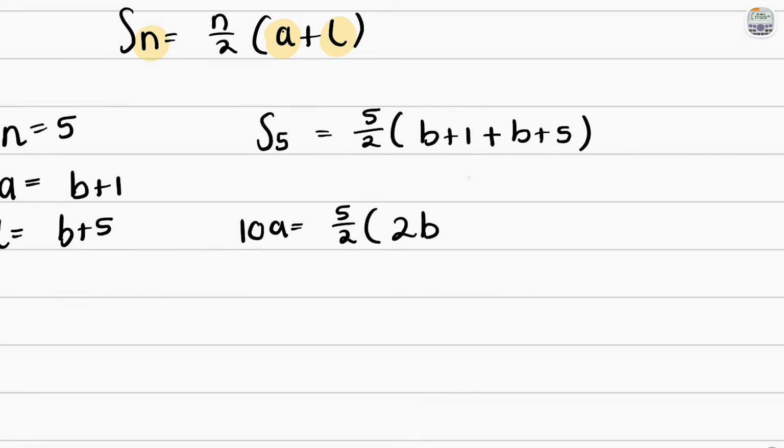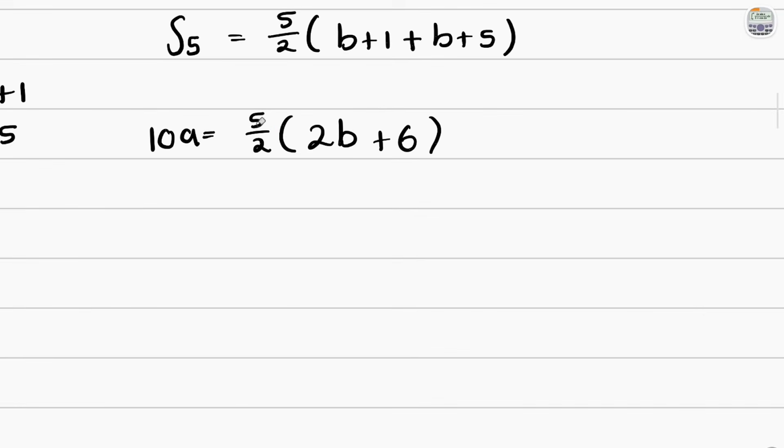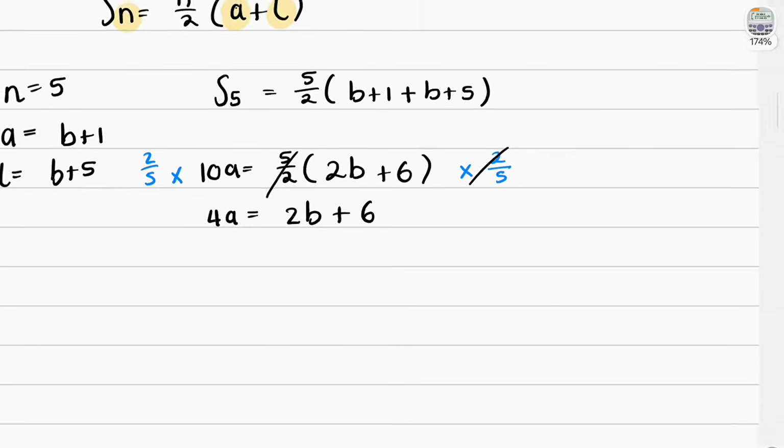this is now 2b plus 6. I just want to simplify this in a way that I don't have to complicate things. So let's get rid of this 5 over 2. We can do that by multiplying both hand sides by 2 over 5, which is the same thing as dividing both hand sides by 5 over 2. You see that 10a is in the numerator. 10 and 5 have 5 in common, so divided by 5 is 2. So that's 2 times 2a, which is 4a, is equal to 2b plus 6, since the 5 over 2 cancels. This is our equation.